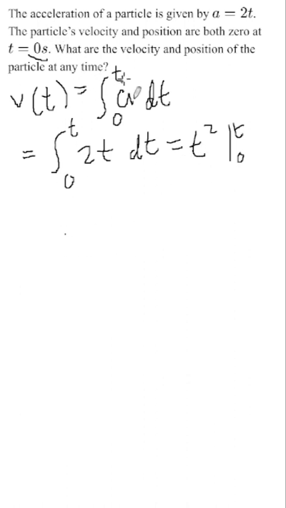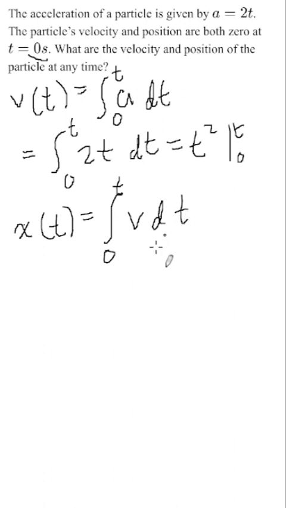And now we're asked to also find the position of the particle. Now the position is equal to the integral from 0 to t of the velocity with respect to t. Now we know that the velocity is equal to t squared here. So we can simplify this into the integral from 0 to t of t squared with respect to t.